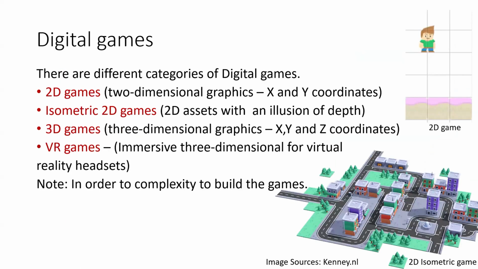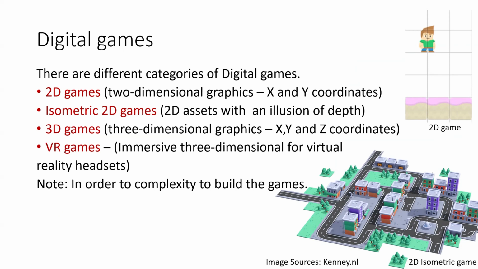When we mention games now, if we go through this aspect of digital games, there are different categories of games. For example, we have 2D games, which are two-dimensional graphics. They use X and Y coordinates to move. You have an example on the right on the screen here. Then we have a type of game called isometric, which is still a 2D game, but simply it gives an illusion of depth. You have another example down on the right. Then we have 3D games, which use the three axes XYZ. Then, as majority of you know, we now have VR games. These games will require a virtual reality headset.